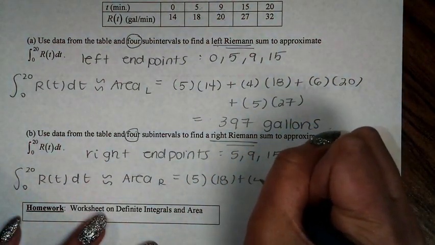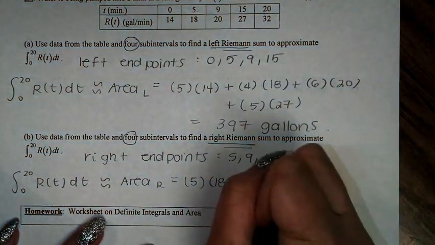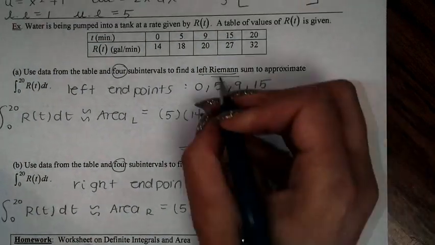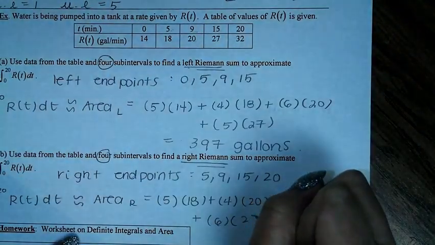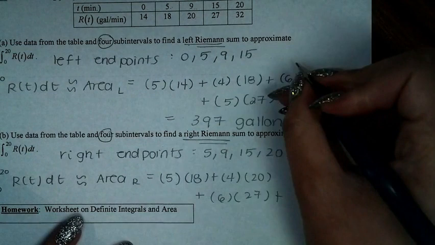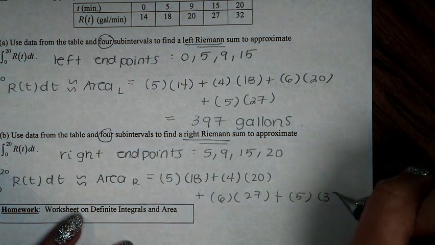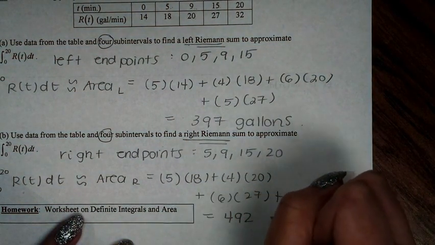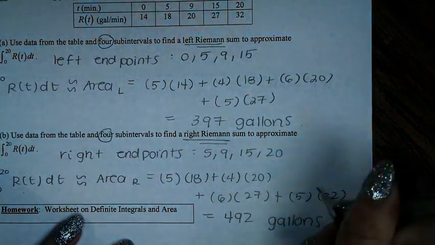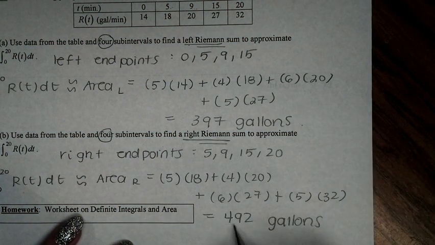So similarly you have 4 times, and it's going to be 20 from the table. And then you have plus, here the base is 6, and we're going to take the right Riemann, so that's 27, and plus the last one that we have over here, it's 5, the base, and the height of this one is 32. So this should give you that this value is going to be 492 gallons. So the integral from 0 to 20 of R of t dt, using the right Riemann sum and four intervals, gives you approximately 492 gallons.